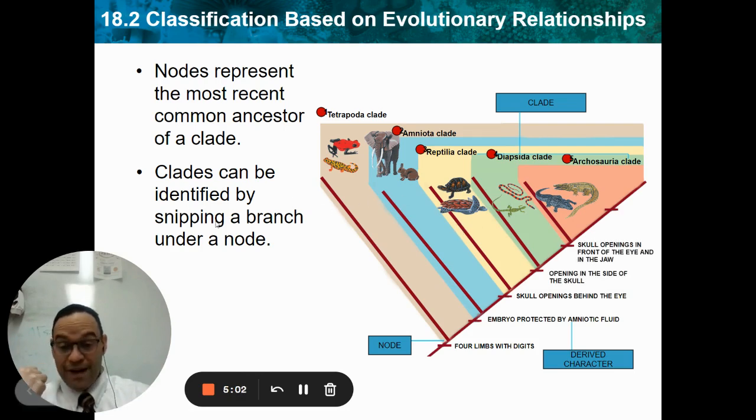So a clade can be identified by snipping a branch under a node. So if I take this clade and I take this branch off, right, and I include the node, the common ancestor, I will get an entire group of organisms that all share common characteristics that are listed there. So if I were to take, let's say, the diapsid clade here, then I would snip it here. I would get all this out, and I'd get a bunch of organisms with skull openings behind the eye, embryo protected by amniotic fluid, and 4 limbs with digits. I would get all those things because their node is just past this clade.